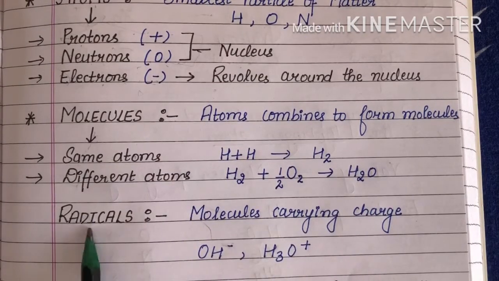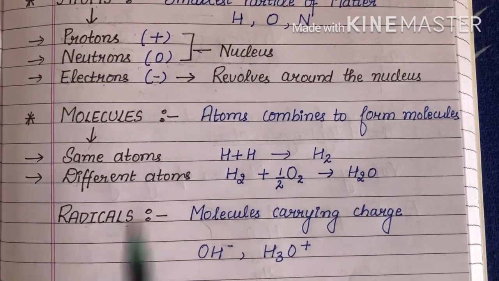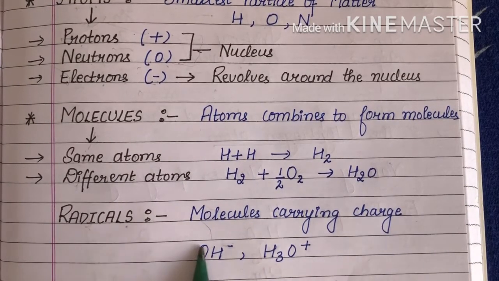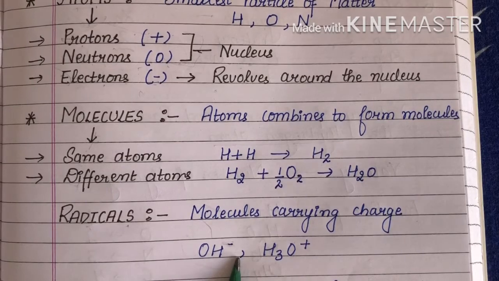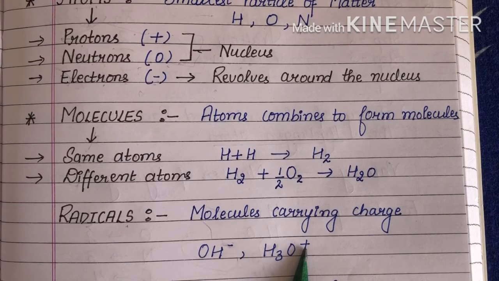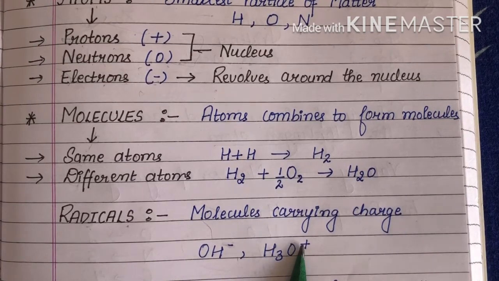So the next one is radicals. What are radicals? Molecules carrying charge. The molecules that carry some charge are radicals. They may be negative or positive. If they are negative, they are called anions. If they carry positive charge, then they are called cations.